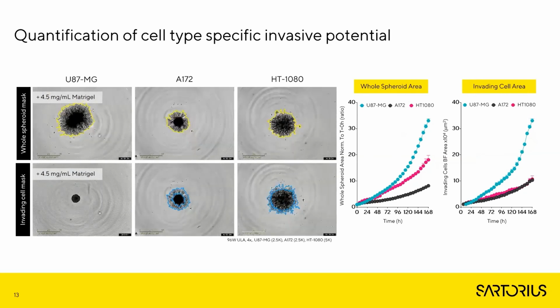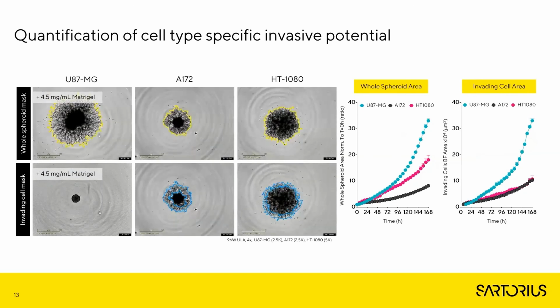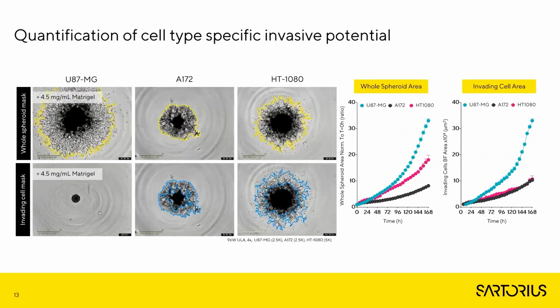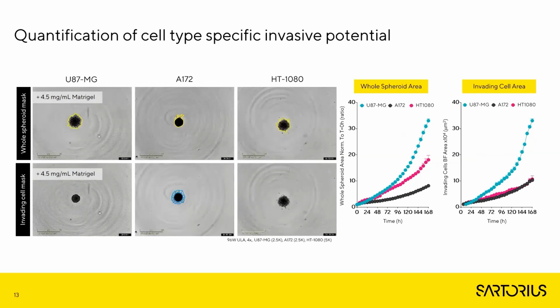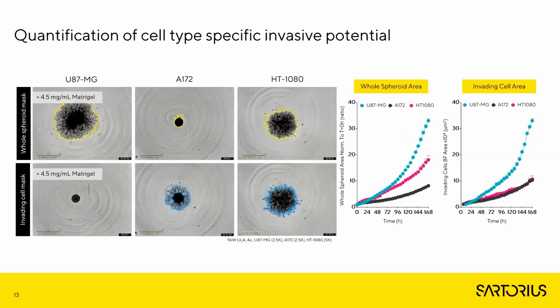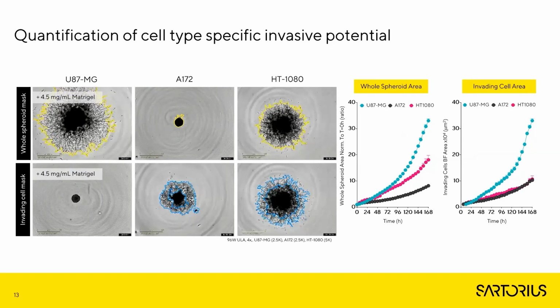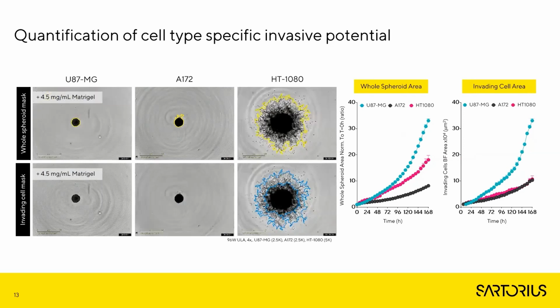So you can clearly see from those plots, the U87 spheroids showed the greatest invasive potential. You can see that its area increased to approximately 2-fold that of the HG1080 cells and approximately 4-fold that of the size of the A172 spheroids.